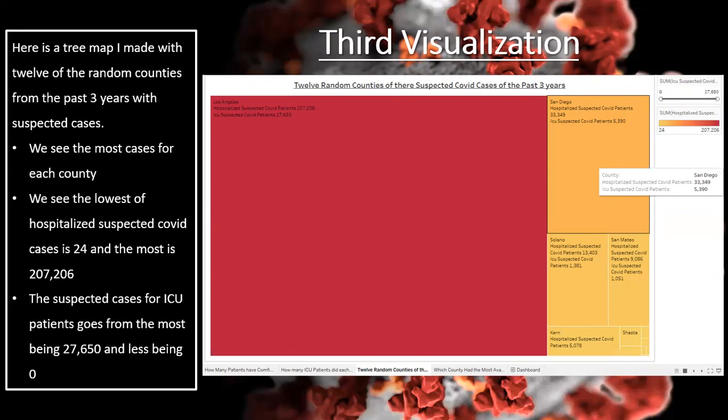Here are some counties like Los Angeles and San Diego having many suspected cases in the hospital. But I see counties like Modoc and Trinity having 0 suspected cases and having less than 100 patients in the hospital that are suspected with COVID. The data that I'm discovering shows that the small counties are not really affected by COVID, unlike big counties like Los Angeles and San Diego.